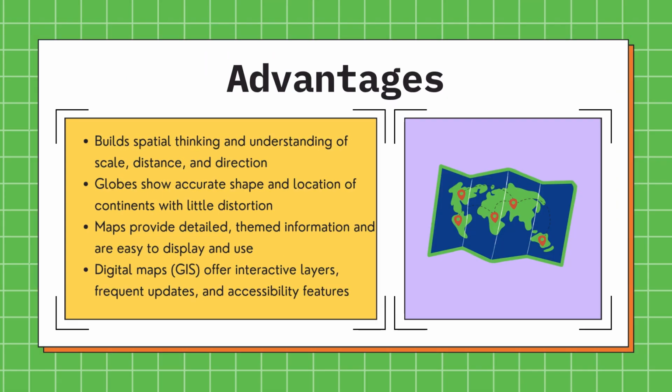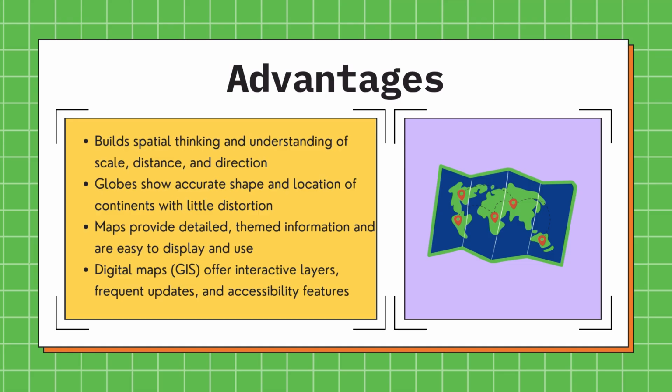Some advantages of having maps and globes in the school library is that they are still important tools even in a digital age. The textbook points out that globes are the most accurate way to show Earth because they keep the true shape and distance of the continents without distortion. They're great for teaching big geographic ideas like hemispheres or latitude and longitude.